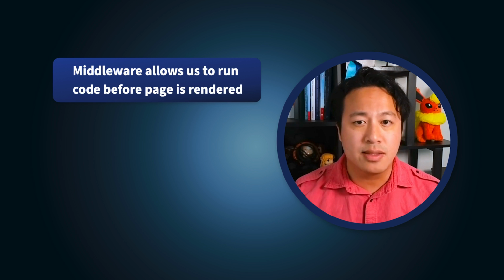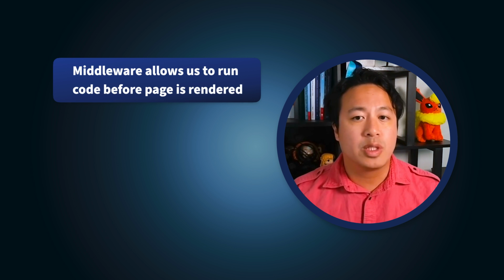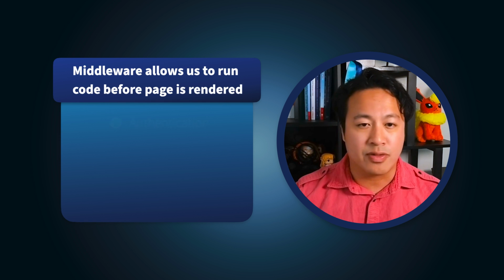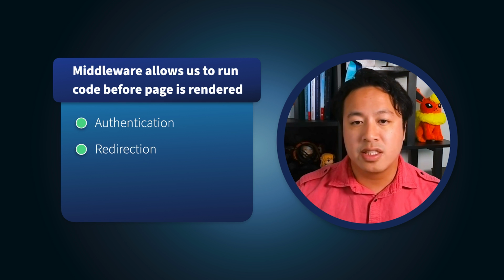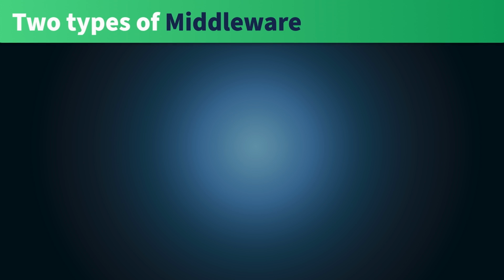Well, when it comes to middleware in Nuxt, think of it like a checkpoint that allows you to basically run some code before the page is rendered. Common examples of code that you'd want to run in middleware include things like checking for authentication, redirection, analytics, and so forth. Now, there are two types of middlewares to be aware of.